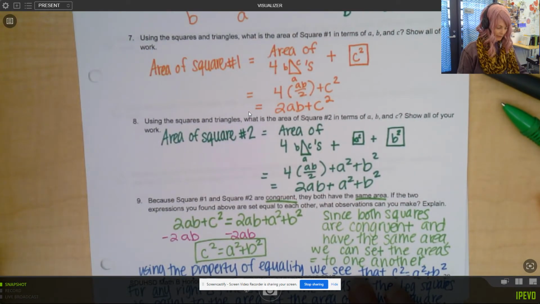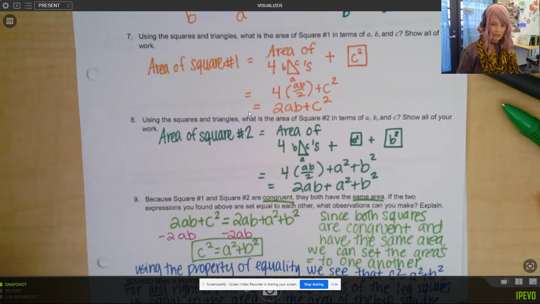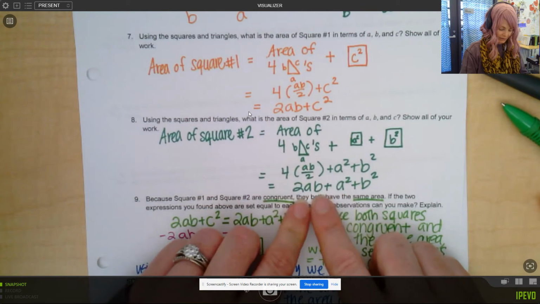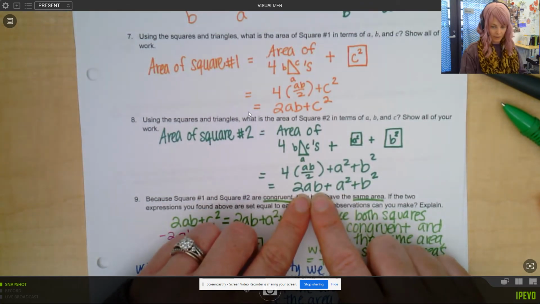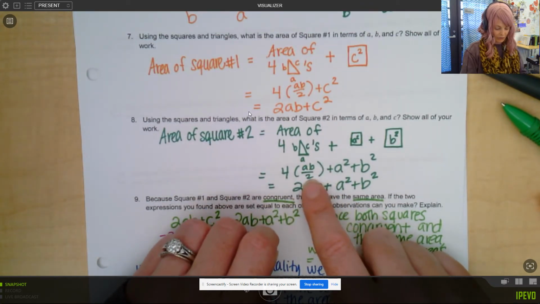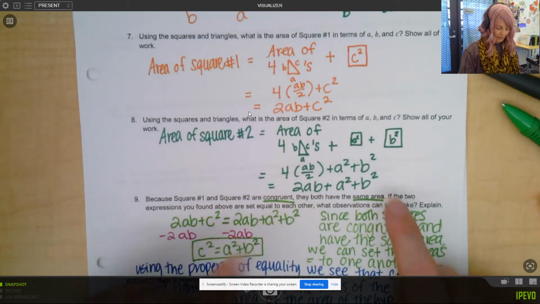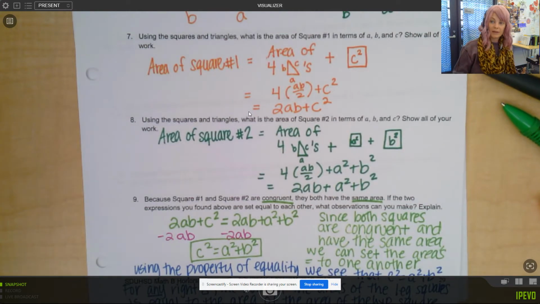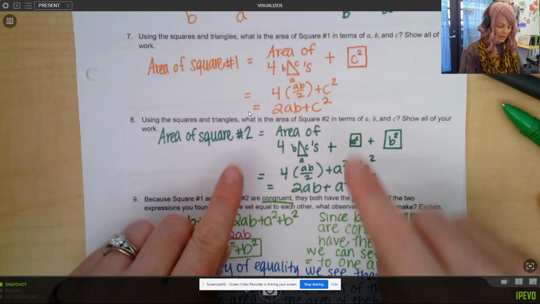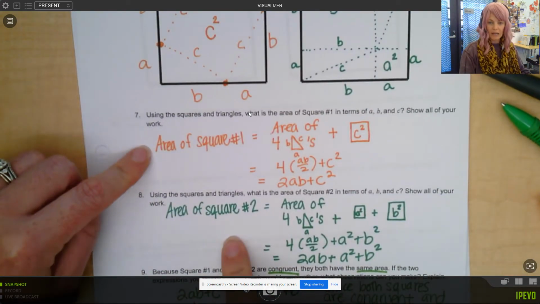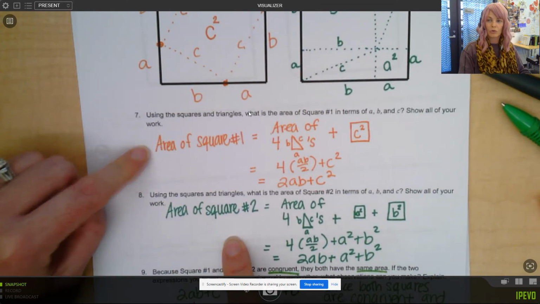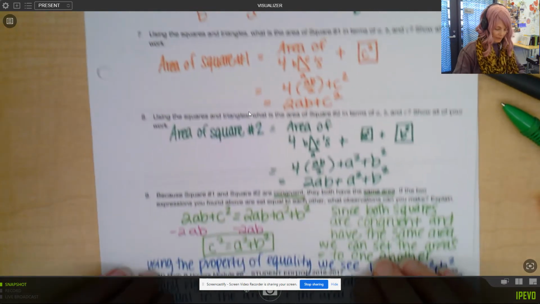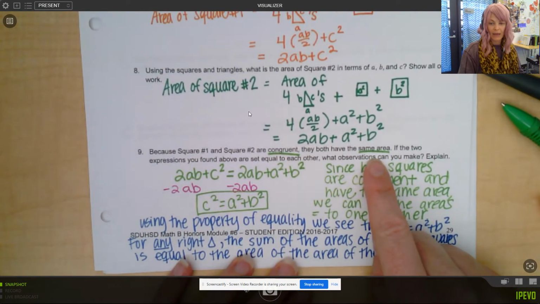That's perfect. So from here, we know that the 4 triangles have an area of 2ab as discussed before. There's 4 of them, base times height divided by 2. And then a squared plus b squared. So 2ab plus a squared plus b squared. But like we said from the very beginning, these 2 areas are equal to each other because the 2 squares are congruent up here. So since they're congruent, they have the same area.